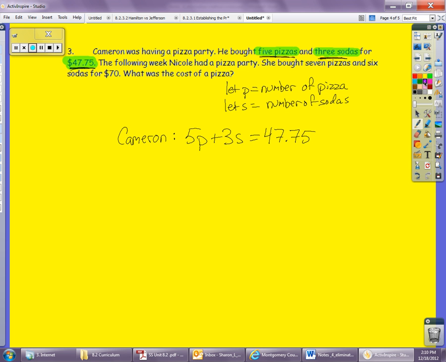The next thing we want to do is go back and look at the next sentence. So we continue reading. It says the following week Nicole had a pizza party. She bought 7 pizzas and 6 sodas, and she spent $70. So now we can write our equation for Nicole. So we have Cameron, now we have Nicole. She bought 7 pizzas, so that will be 7P, plus she bought 6 sodas, so plus 6S, and she spent a total of $70, so that equals 70.